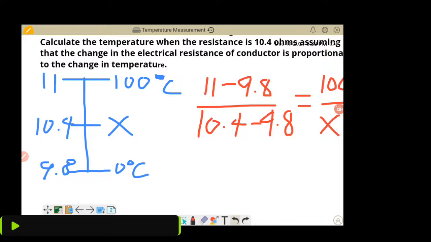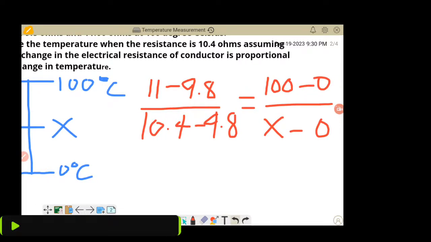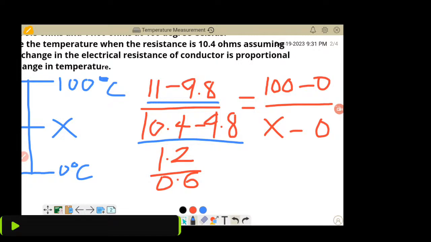Now, the upper fixed point in the resistance side of the thermometer is 11, while the lower fixed point is 9.8. And the midpoint, the reading on the thermometer at this present time is 10.4, while the degree aspect is unknown. So, how do we go about this? Very simple. If you play around this one, we are going to have 1.2 over 0.6. That is, this minus this will give us 1.2, and this minus this will give us 0.2.